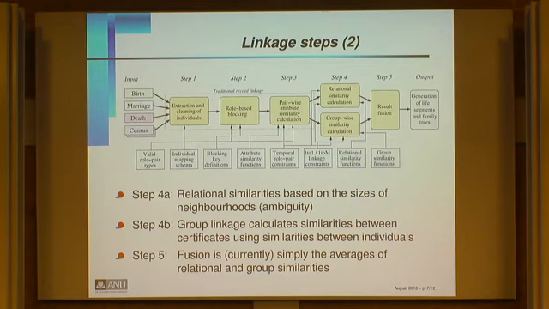Then the group linkage step calculates similarities between certificates by taking the similarity of individuals into account. So if a baby has a similar name as the bride, and the baby's mother is the same as the bride's mother, the baby's father has a similarity with the bride's father, then we can calculate an overall similarity. We do this individually, so the relational step and the group linkage step are done independently, and then we fuse them together. At the moment, this is a simple averaging. Again, this is something we can improve as well, maybe with different weights. And then the last step would be to generate these life segments or maybe family trees.